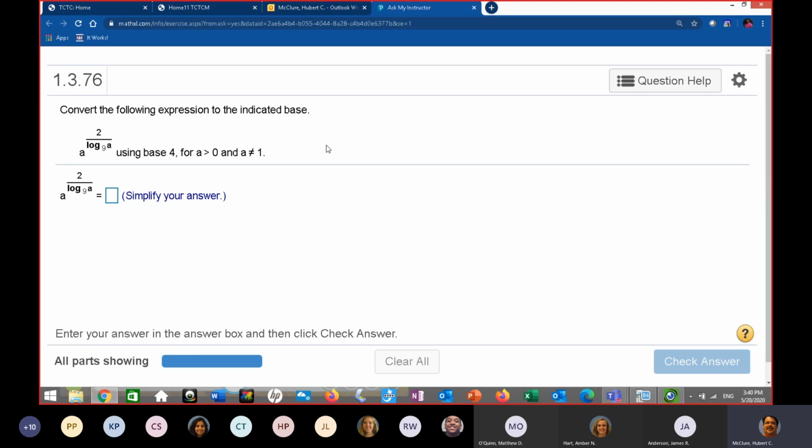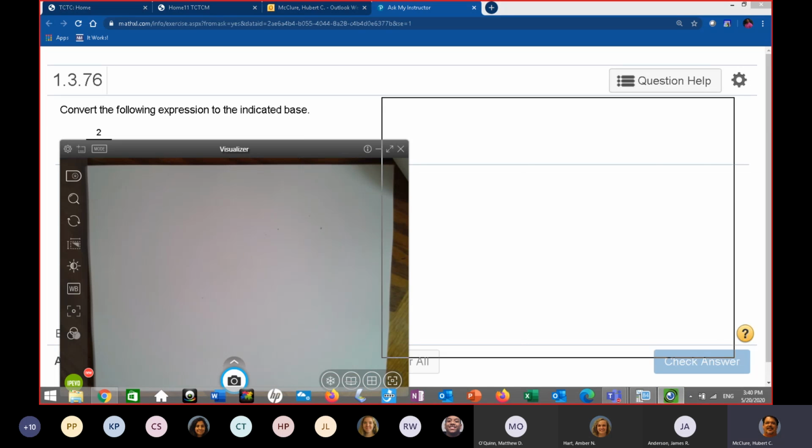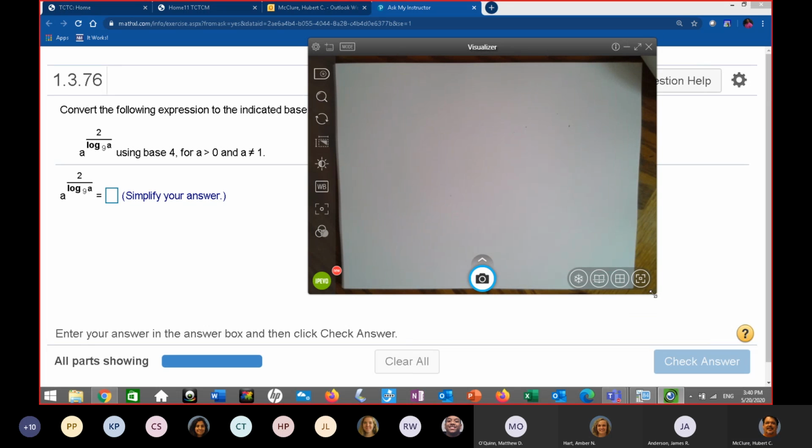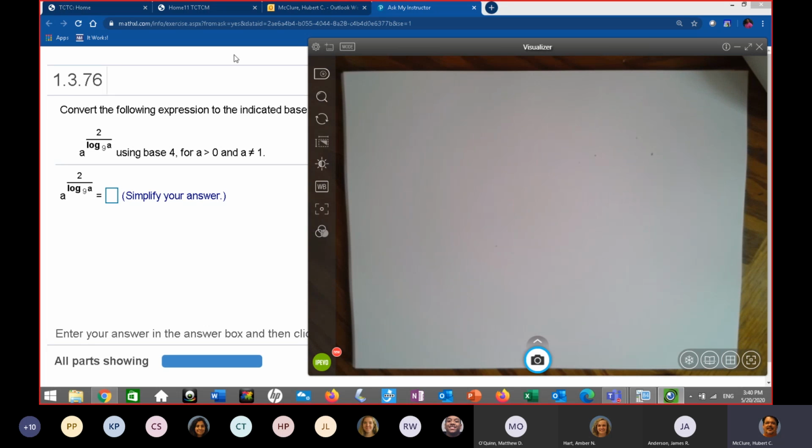And this is log base 9. There it is. So I'm going to pull up my handy dandy do-jigger. All right, the first thing you do, let me make this a little bit bigger. First of all, is this a test question? Hail to the no. It is not a test question.